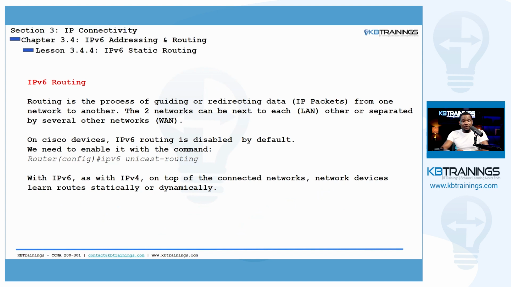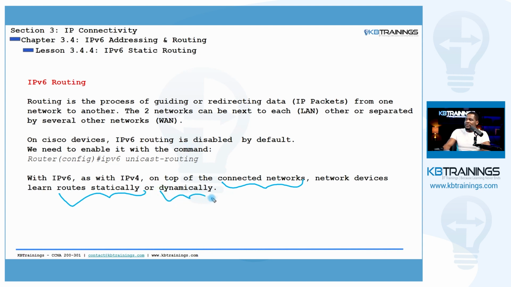With IPv6, as with IPv4, we have many ways of knowing where to send the traffic. First of all, we have networks that are connected. When we are directly connected to a network, we know that if we send a packet through that interface, it's going to get there. That's one way. The other way is knowing statically, which means that you configure manually in the router or whatever layer 3 device you have, you configure the device to know exactly where to send the traffic.